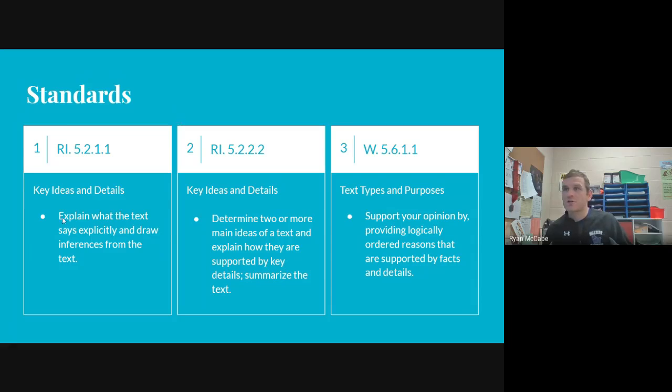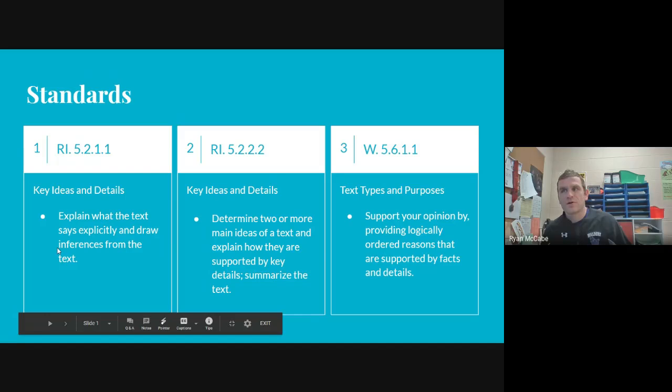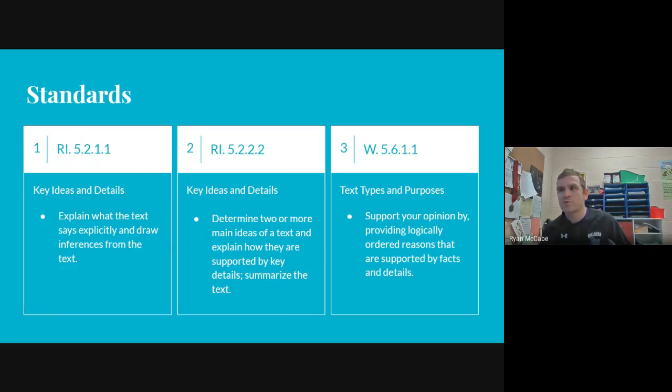So for starters here, key ideas and details. You're going to need to be able to explain what the text says explicitly and draw inferences from the text. Now, we talk about inferences in class somewhat often, but we will reiterate what that means or explain it again.